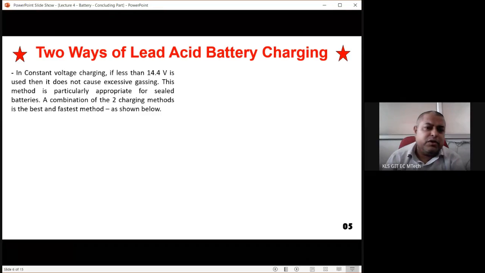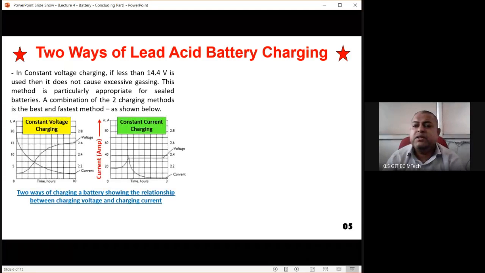So you have to remember 14.4 volt is the constant voltage that we have to apply to avoid excessive gassing. This method is particularly appropriate for sealed batteries. So generally we are using sealed batteries only. Sealed batteries are maintenance free. So a combination of two charging methods is the best and fastest method, as we can see.